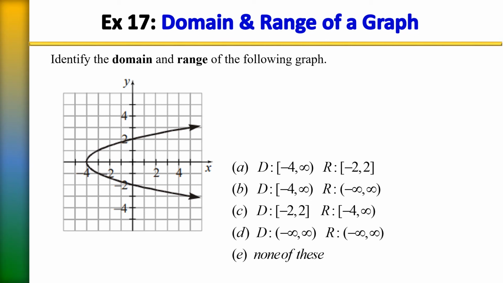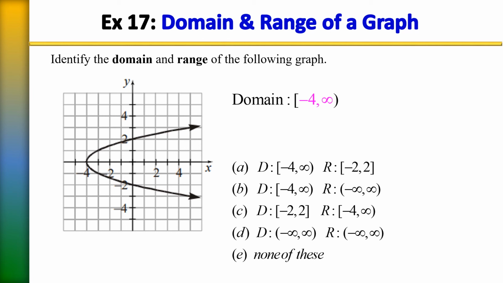Remember, our domain is how much it expands to the left and to the right. So our graph started at -4 and it went on forever to positive infinity. And so to write that, recall, it would be brackets -4, comma, positive infinity. Remember, always close infinities with a parentheses.